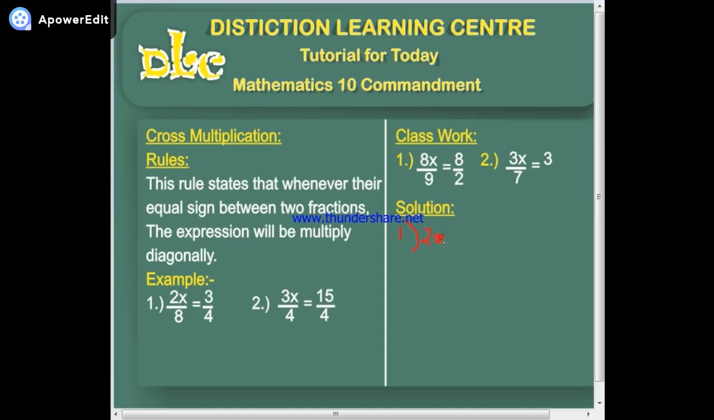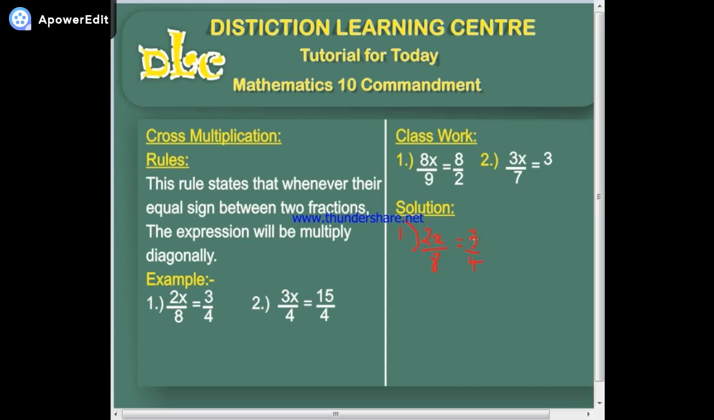Now the first question here is 2x over 8 equal to 3 over 4. So what are we going to do here? If you look at this, what is it? A fraction. And this also is a fraction, and there is an equal sign between them. So that means we are going to make use of cross multiplication. A situation whereby you see an equal sign in between two fractions means we're going to cross multiply.